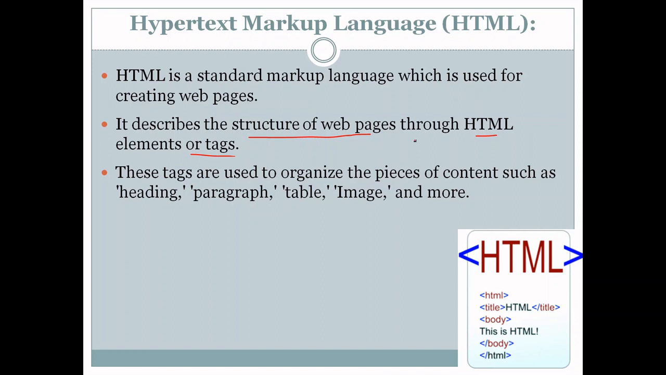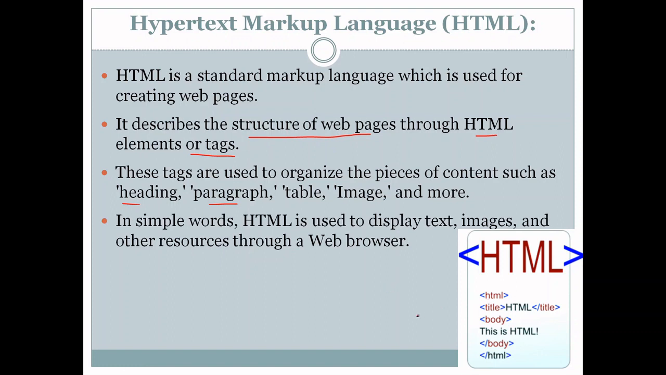These tags are used to organize pieces of content such as headings, paragraphs, tables, images, and many more. So all these contents are organized on the web page by using different tags. We have different tags for headings, paragraphs, and so on. In this image on the right hand side, you can see some tags which are defined in HTML. So we have the HTML, title, and body tags. In simple words, HTML is used to display text, images, and other resources through a web browser.